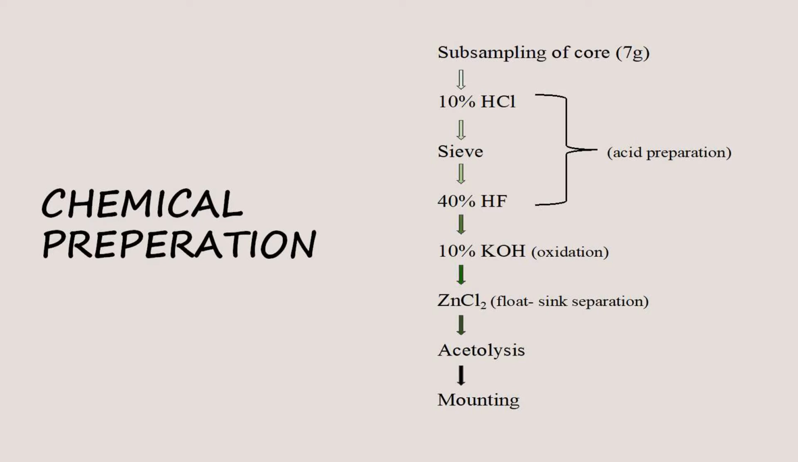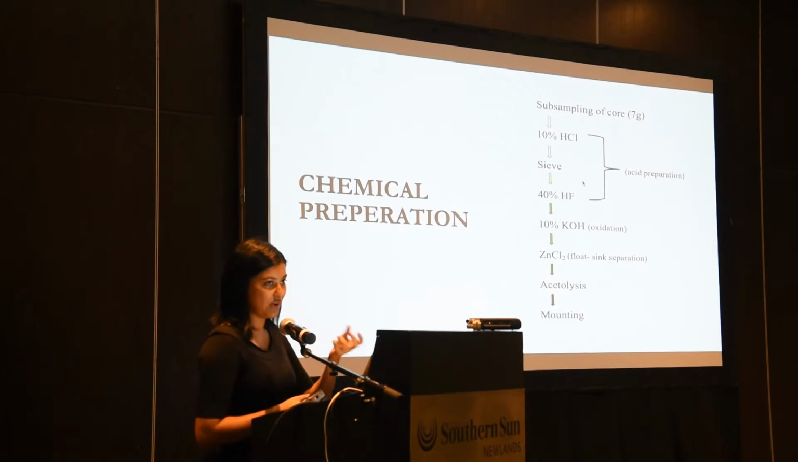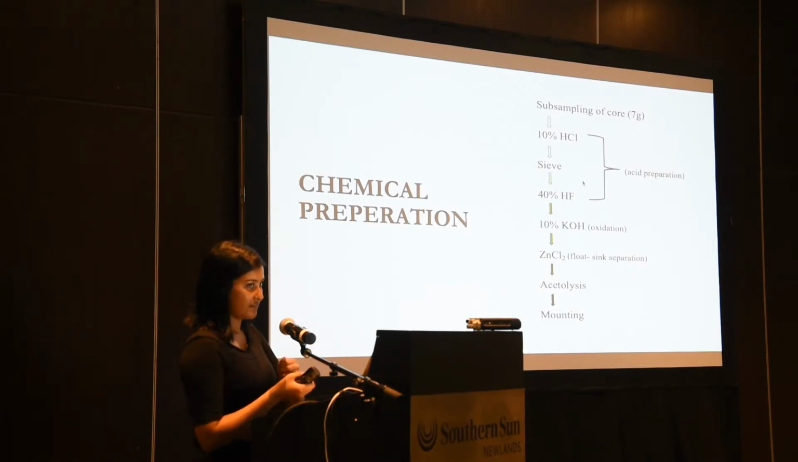And then once you subsample the core, you undergo various chemical processes to remove any organic matter or any other unwanted plant material, so that you just extract the pollen grains so you can look at them through the slide.